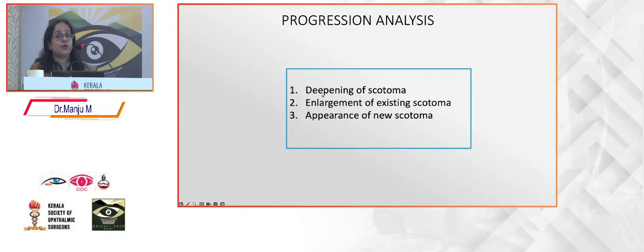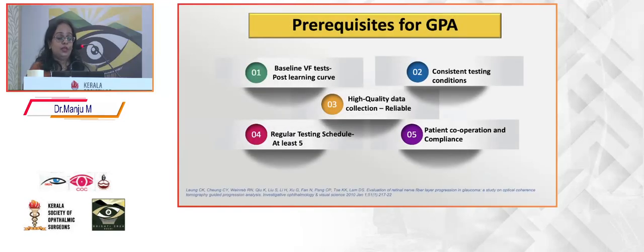Now coming to the progression analysis. So what is basically progression? There can be a deepening of scotoma, enlargement of the existing scotomas, and appearance of newer scotomas. The prerequisites for the guided progression analysis are almost similar to those of the OCT analysis. There should be a baseline visual field testing, and it should preferably be post-learning curve. The patient can have some learning curve, so if the baseline reports are post the learning curve, it's better.